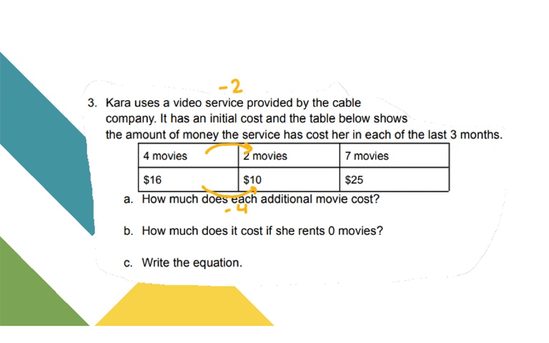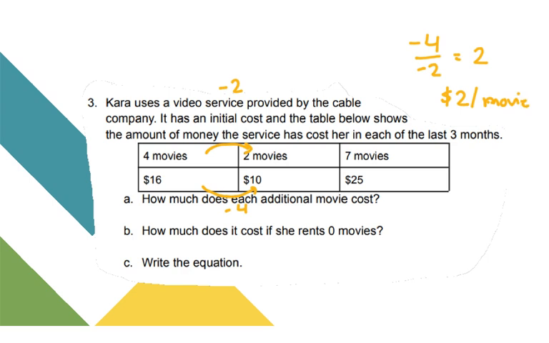So 2 less movies, my price went down by 4. So I lost $4 when I lost 2 movies. So guess what? The cost of every movie is $2. That's right. So $2 per movie. I just found my rate of change.